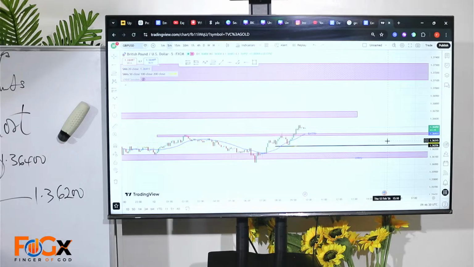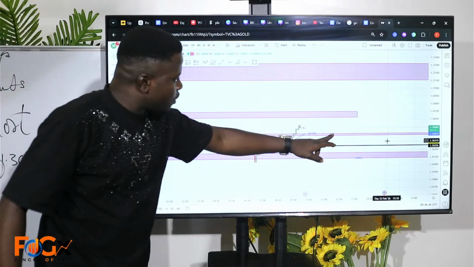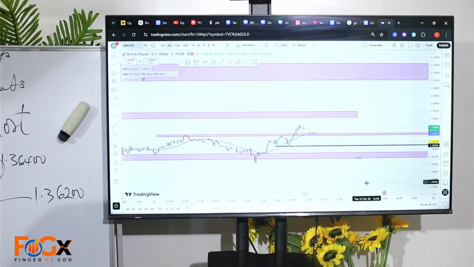Okay, so the price, 3 points, 3.42. Buy limit 3.42.